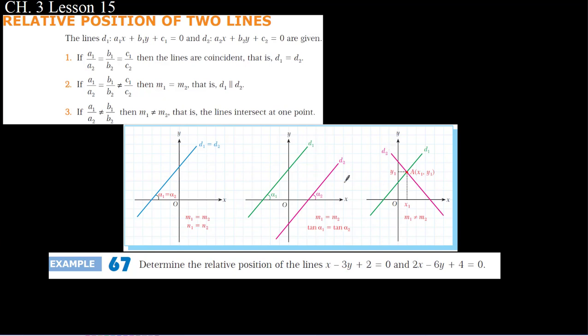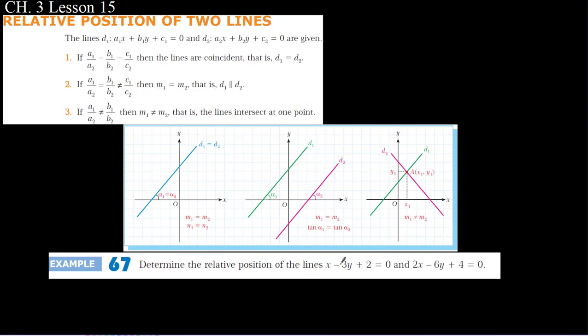They may intersect, they may be parallel, or they may occupy the same place, which means that they are coincident, or they are equal to each other. In which condition are they equal to each other? When you compare the coefficients, if A1 over A2 is equal to B1 over B2 and equal to C1 over C2, they are coincident, which means they are the same line. If A1 over A2 and B1 over B2 are equal, but C1 over C2 is not equal to these ratios, it means that the slopes are the same, so the lines are parallel. And if A1 over A2 and B1 over B2 are not equal to each other, it means that they are intersecting lines.